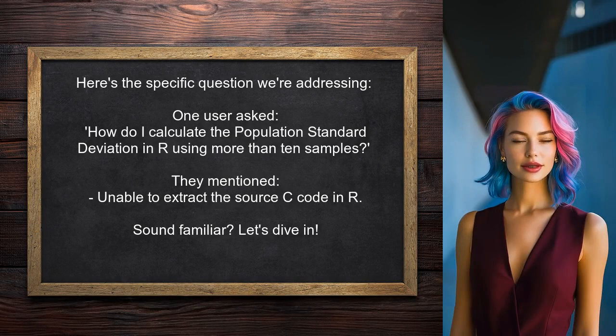Here's the specific question we're addressing. One user asked, "How do I calculate the population standard deviation in R using more than 10 samples?" They mentioned they were unable to extract the source C code in R to find the method of calculation. Sound familiar? Let's dive in.